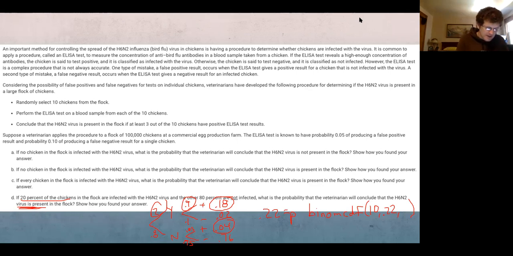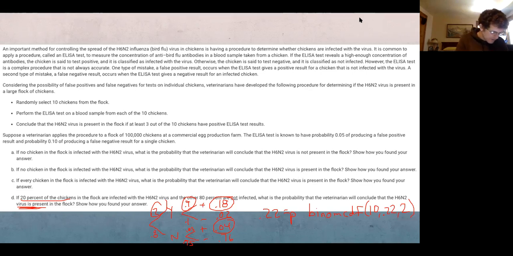So remember, this is the probability that we get a positive result from our test. If I get 0 positive results, we decide there's no flu. If we get 1, if we get 2, we decide there's no flu in the flock. If we get 3, 4, or higher, any of those, 3 plus, we determine that there is flu. So what I want to do at this point is figure out the probability that we don't find out that there's flu. So we get 0, 1, or 2.